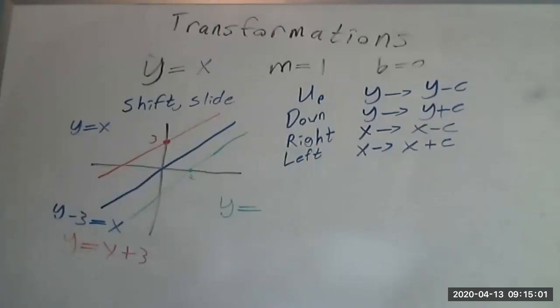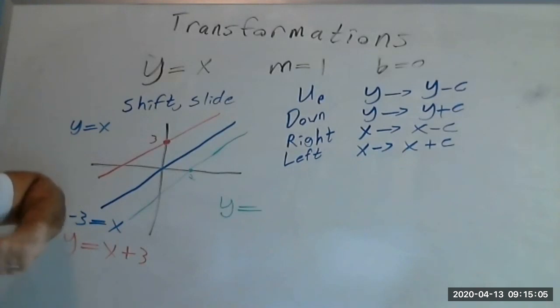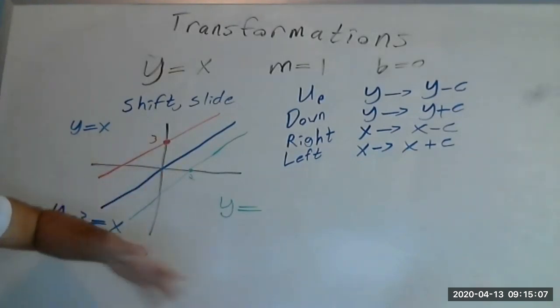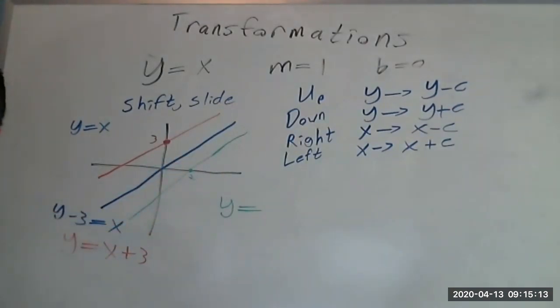So the slope is still 1 because these shifts don't change the slope. But what is the y-intercept of the green line? Where does it cross the y-axis?